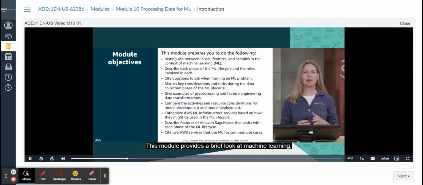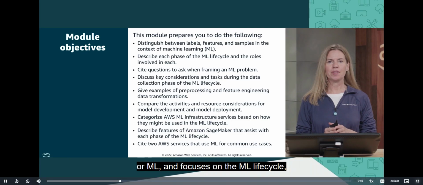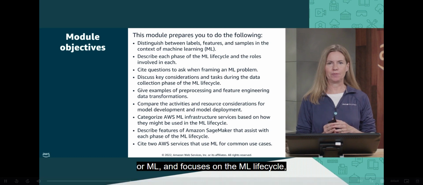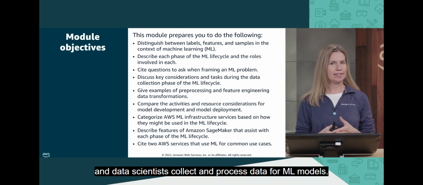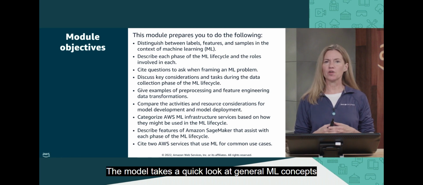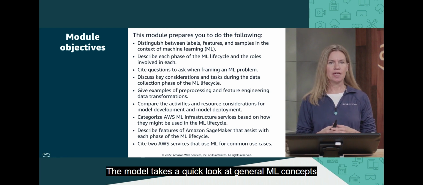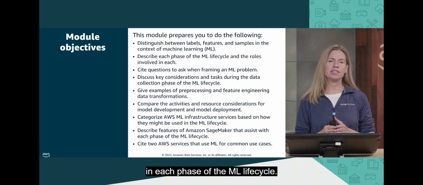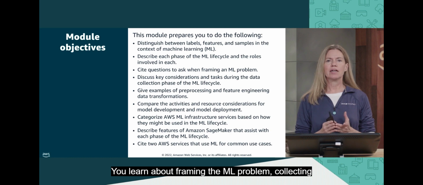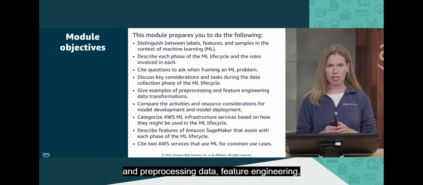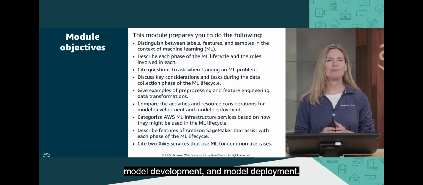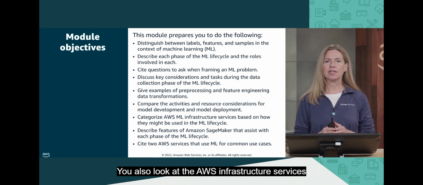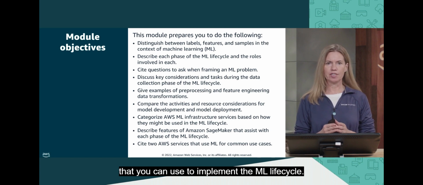This module provides a brief look at machine learning, or ML, and focuses on the ML lifecycle, which guides how data engineers and data scientists collect and process data for ML models. The module takes a quick look at general ML concepts and describes the activities that are performed in each phase of the ML lifecycle. You learn about framing the ML problem, collecting and pre-processing data, feature engineering, model development, and model deployment. You also look at the AWS infrastructure services that you can use to implement the ML lifecycle.